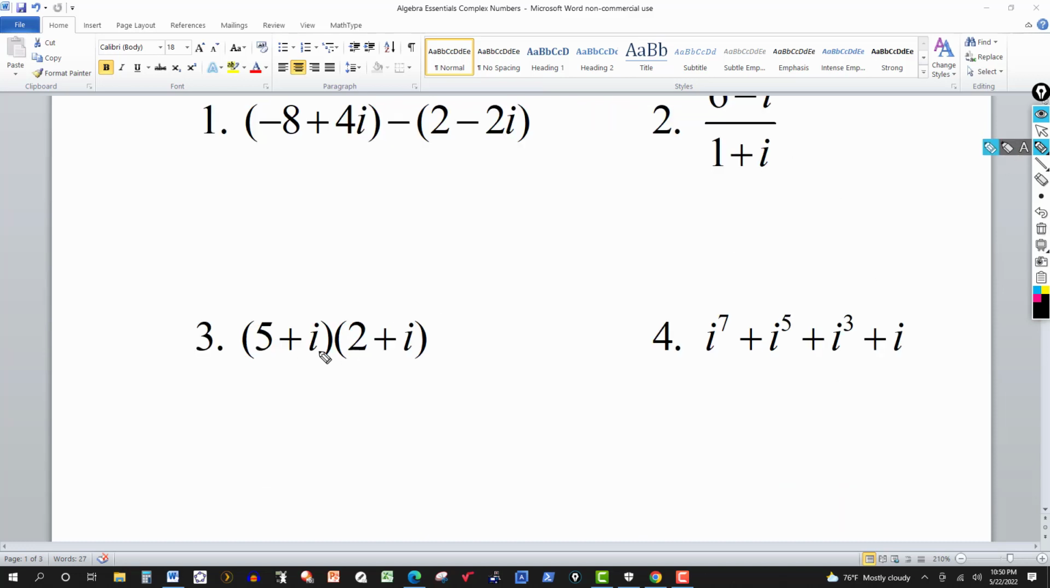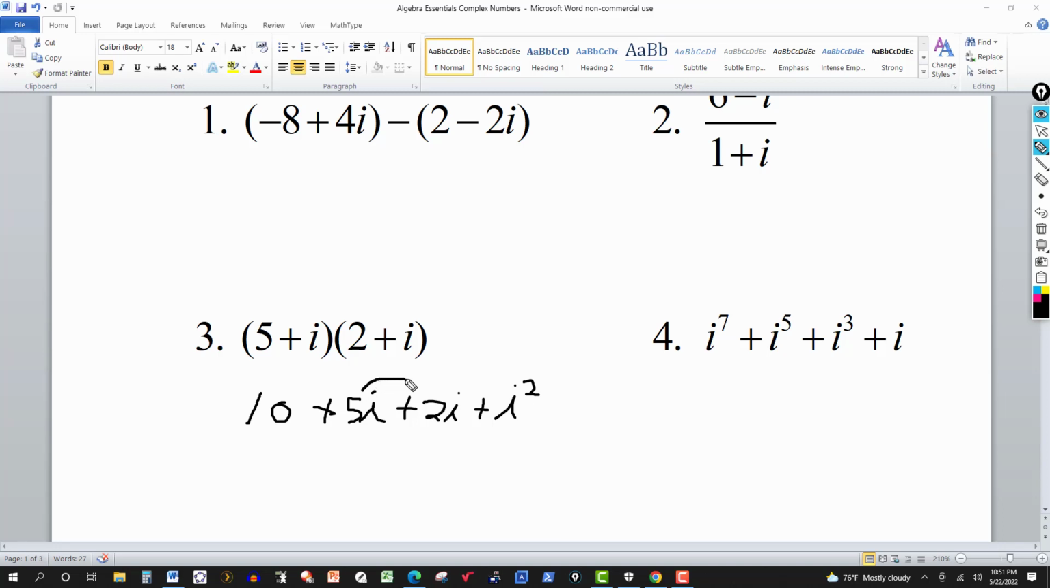Again, 5 plus i multiplication times 2 plus i. Treat that just like if it was a 5 plus x and a 2 plus x. So you can use the FOIL method, multiply the first terms out. That's 10. Outer terms, that's a 5i. Inner terms, that's a plus 2i. And the last terms, i times i is i squared.